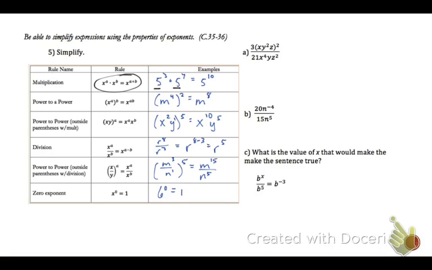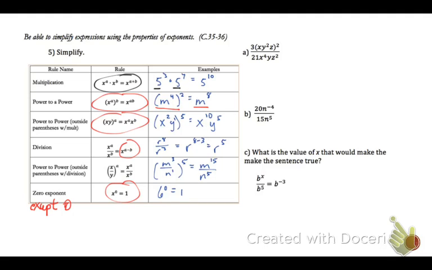When you raise a power to a power, you multiply those exponents. So m to the fourth raised to the second power, you can multiply, which is m to the eighth. When you have a power to a power outside the parentheses, you raise both of those terms to that power. When you're dividing same bases with different exponents, you can subtract. And then finally, a zero exponent. Anything raised to the zero power except 0 will be 1.